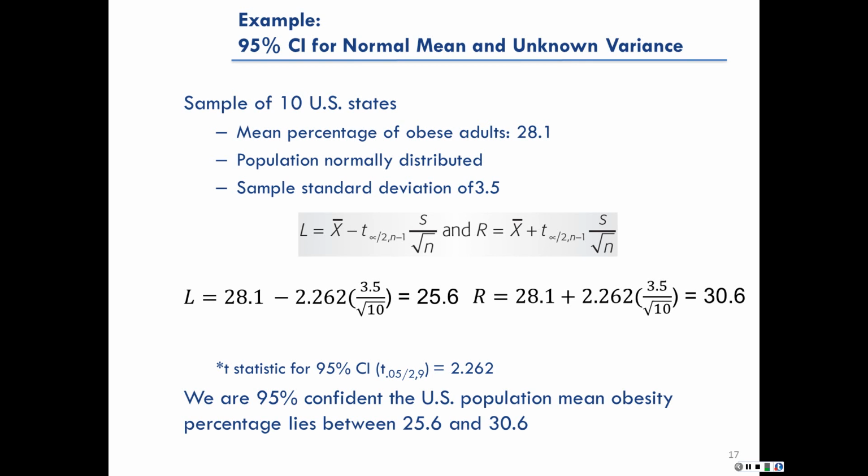The right-hand side of the confidence interval, we use the same formula, except we're adding 2.262 multiplied by 3.5 over the square root of 10, and that gives us 30.6. And so now we can say that we're 95% confident that the U.S. population mean obesity percentage lies somewhere between 25.6 and 30.6.